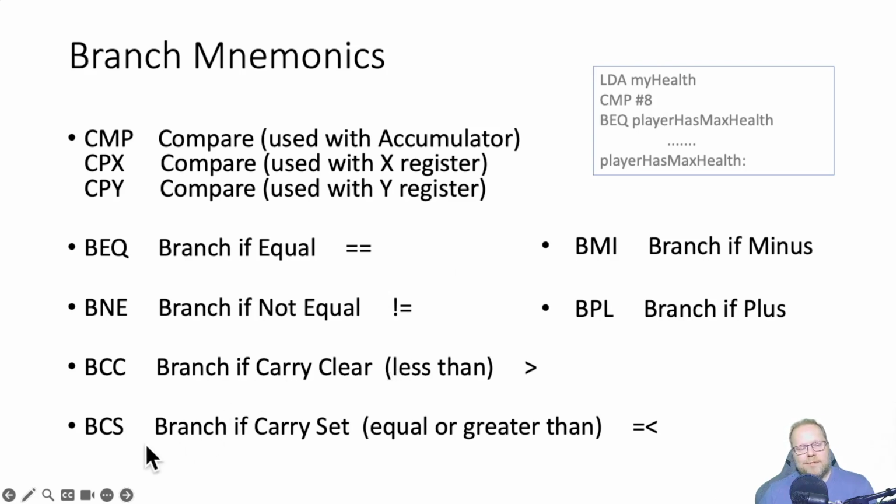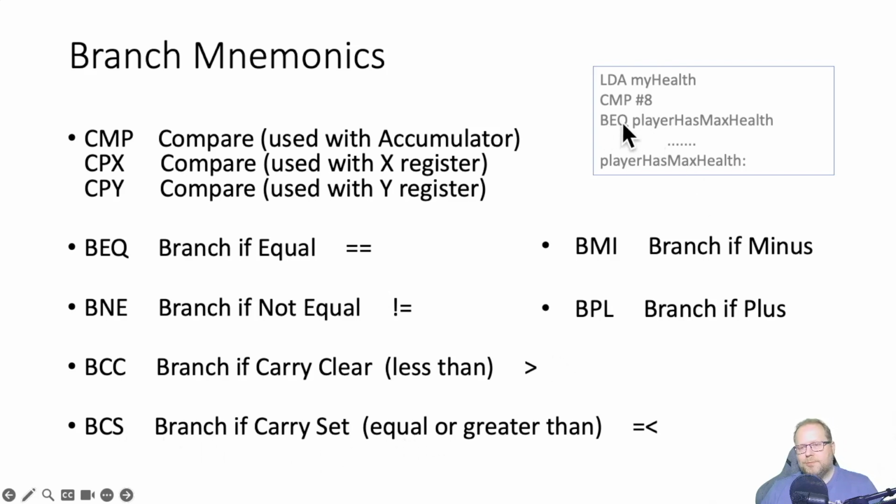And we also have this one, BCS, branch if carry set. Again, it sounds complicated, but this one means, and it's not quite what you would think, because it's not just greater than, but equal or greater than. So BCS checks if it's equal or greater than. So we need to be careful about that.